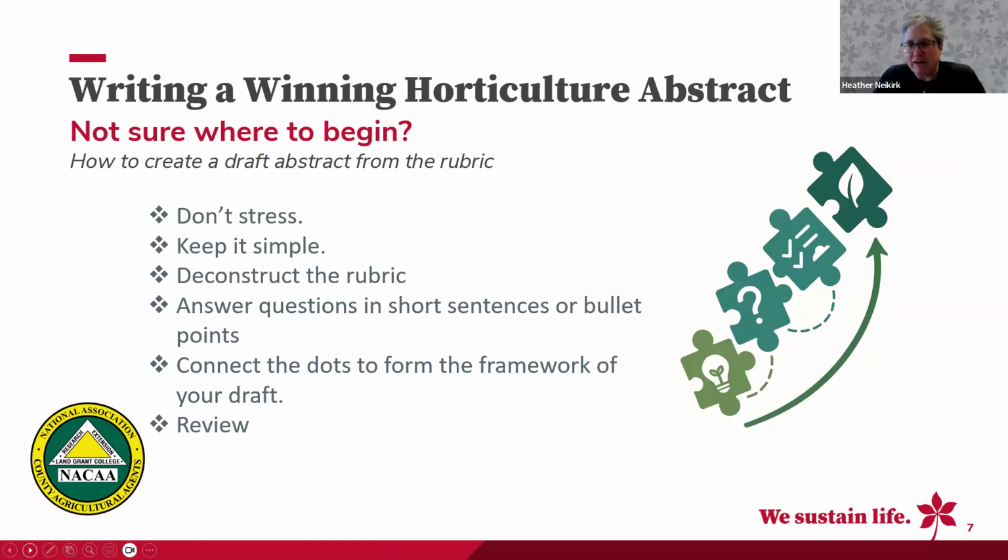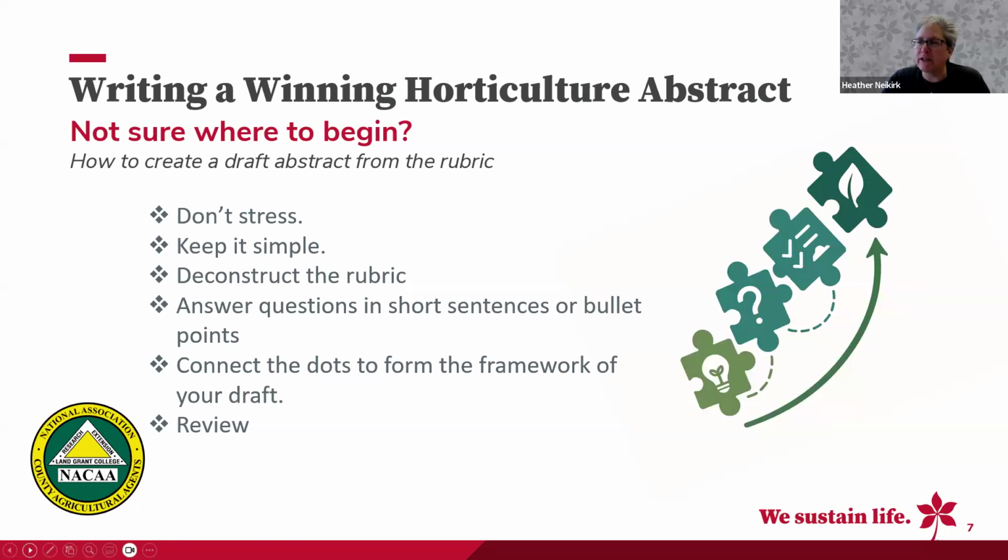Now, that's a lot of information to do. If you haven't had experience in writing abstracts and you're not sure where to begin, this is my quick, easy checklist for creating a draft abstract using the rubric. So, don't stress. Keep it simple. Deconstruct the rubric. Break it down, and you'll see that. Answer questions that are asked of you in short sentences or bullet points, and then use those to connect the dots. That's going to form the framework of how you write your draft, and then review it.